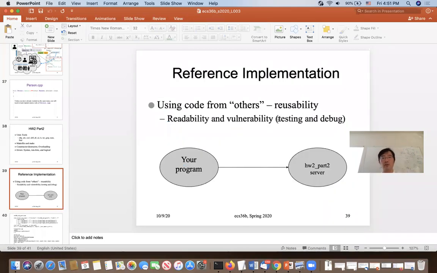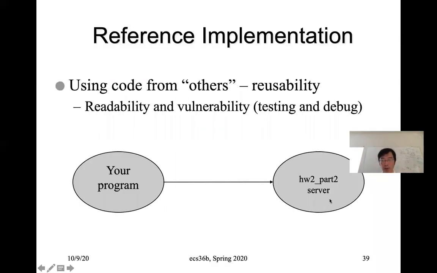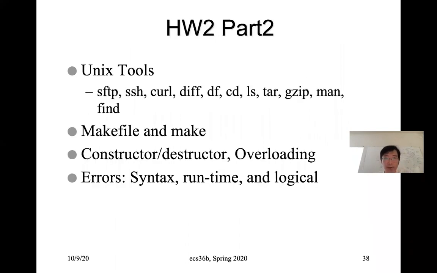So this is essentially what we're trying to do here: we have a homework 2 server, and this is your program which we start to build. And it's based on other people's code. That's the reference implementation. You're exercising both readability, and also trying to find out whether there is anything missing that's going to cause either a logical error or a runtime error. Eventually your program needs to do the right thing, such that you will get the correct result from the homework 2 server.